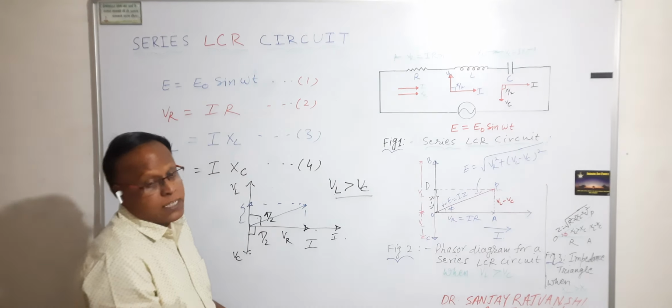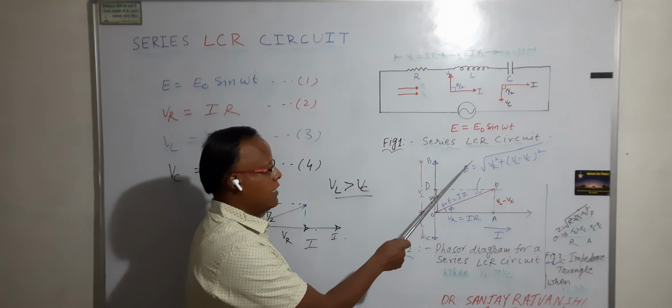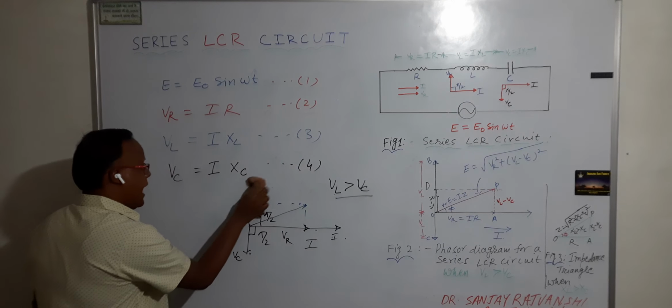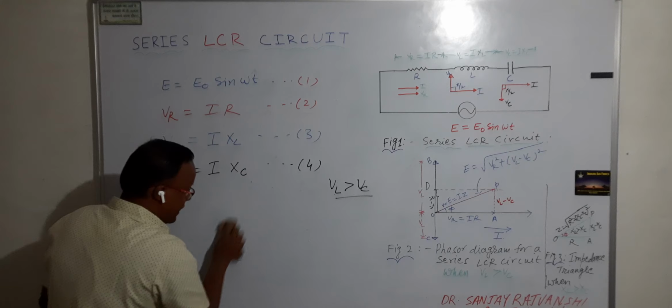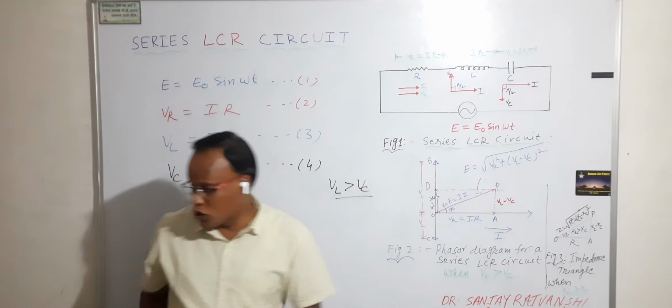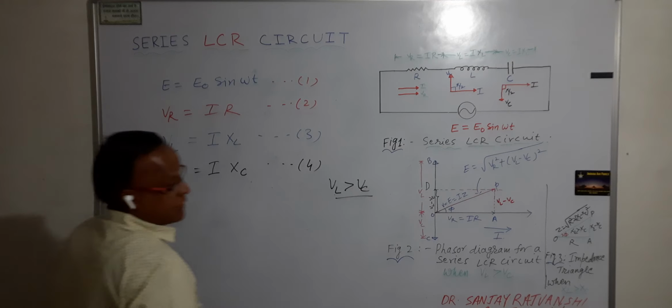It is denoted by V, also given as E, and it is equal to IZ, and its value we will calculate now. Okay, is it clear? So VL, VC and VR you can show in a diagram. That diagram is known as a phasor diagram. So this is called a phasor diagram for the LCR circuit. Here I assume VL greater than VC. Remember this thing.